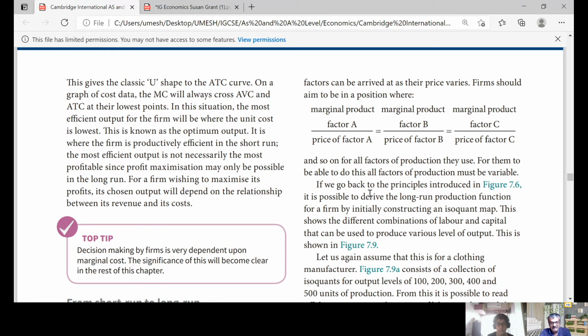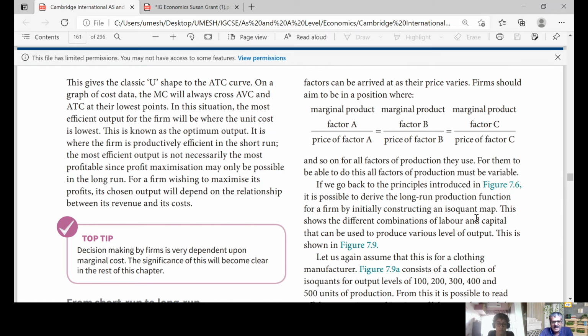For them to be able to do this, all factors must be variable. If you want to arrive at this, they should be variable. If they are fixed, they are not going to be moved, then it will be constant. So that is not possible over here. To calculate MP of factor A divided by the price of A, all 4 factors of production should be variable, and this is only possible in the long run.